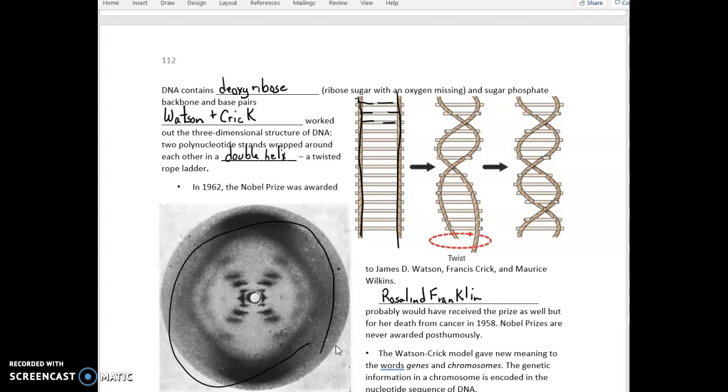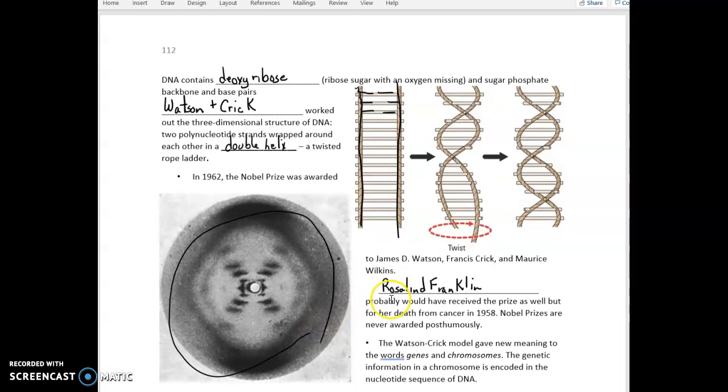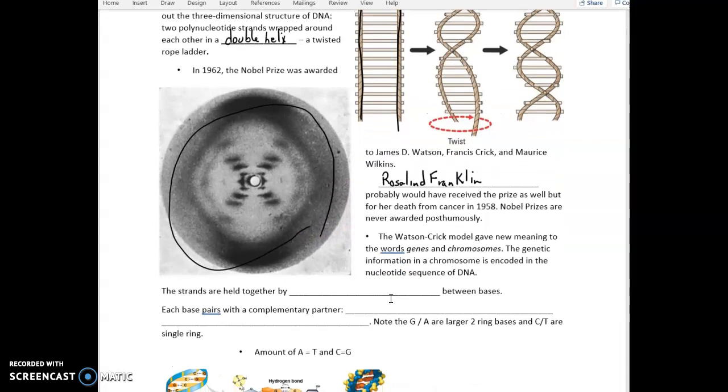When they first started trying to figure out this structure, they thought that it was going to be 3 strands and that the bases, because they had the hydrogen bonding, would be on the outside. So they were trying all sorts of different things to get these nucleotides to fit together. And they did some pretty cool math to show their structure worked. The Watson and Crick model gave new meaning to the words gene and chromosome. The genetic information on chromosomes is encoded in the nucleotide sequence.